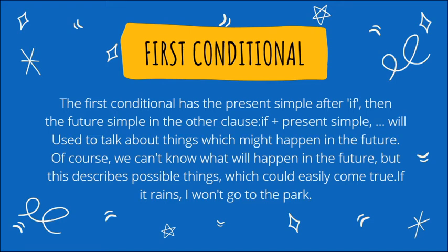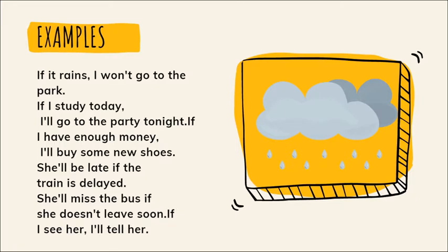So let's see some examples. If it rains, I won't go to the park. If I study today, I'll go to the party tonight. If I have enough money, I'll buy some new shoes. She'll be late if the train is delayed. She'll miss the bus if she doesn't leave soon. If I see her, I'll tell her.